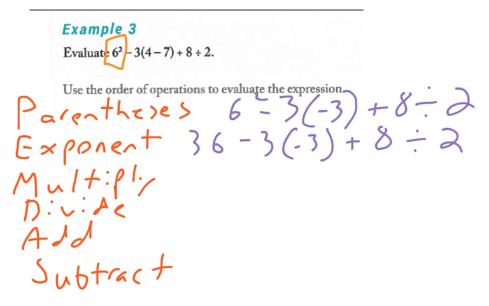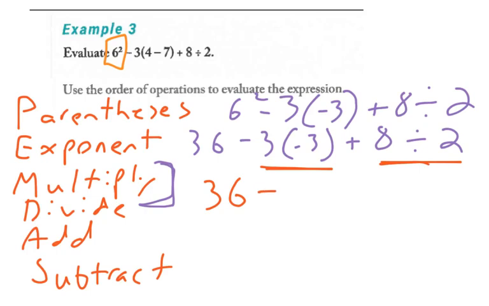So now that I've evaluated the exponent, I'm going to multiply and divide. And since multiplying and dividing go together, we do these from left to right. So multiply shows up first right here, and then we have dividing over here. So I've got 36, and what does 3 times negative 3 give me?